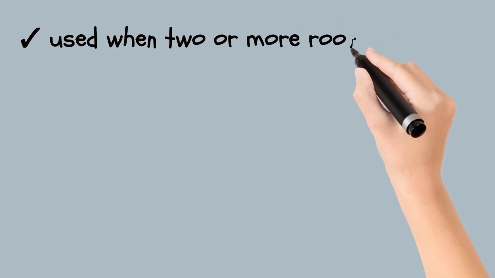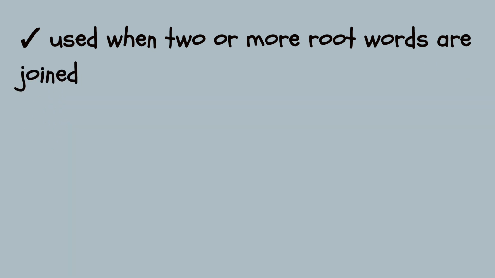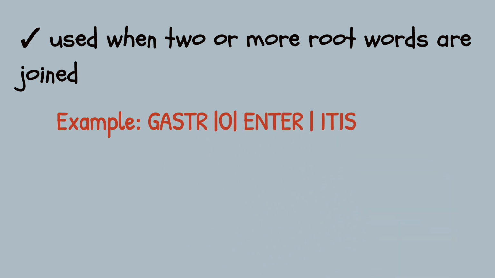A combining vowel is also used when two or more root words are joined. Example, gastroenteritis. G-A-S-T-R is a root, O is a combining vowel, E-N-T-E-R, root, itis is a suffix. So this root here plus the other root word here are joined together with this combining vowel to make the word gastroenteritis. And this word means inflammation of the stomach and intestine.